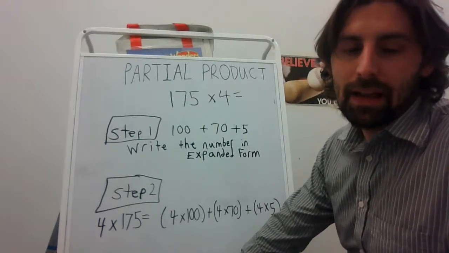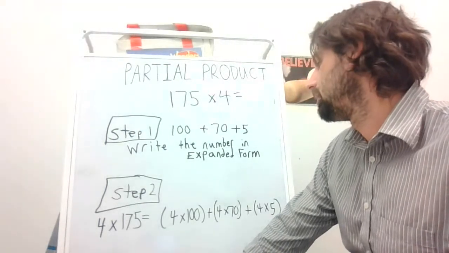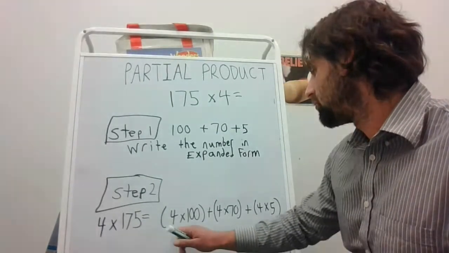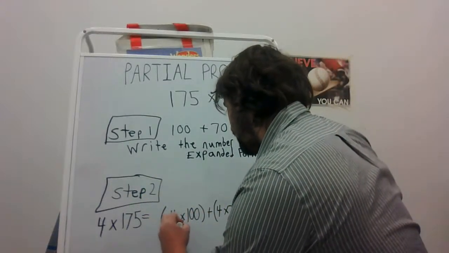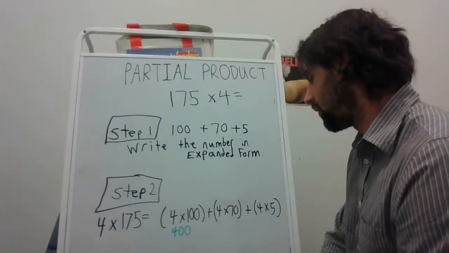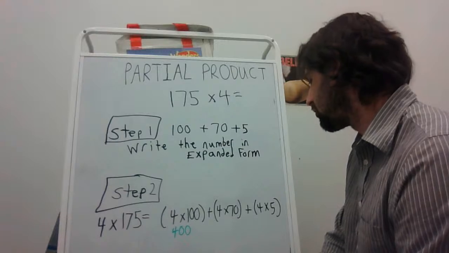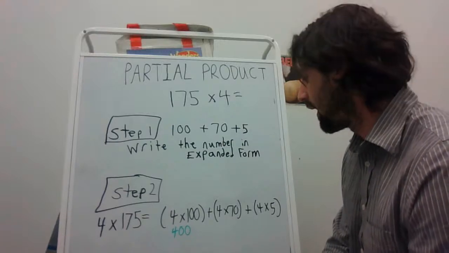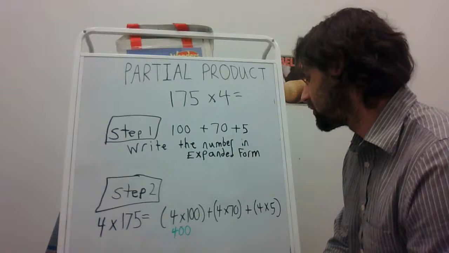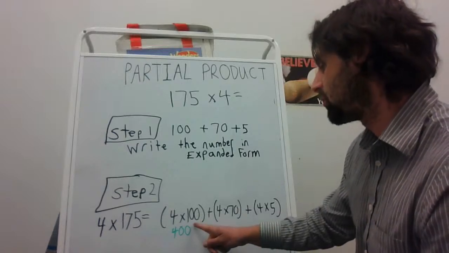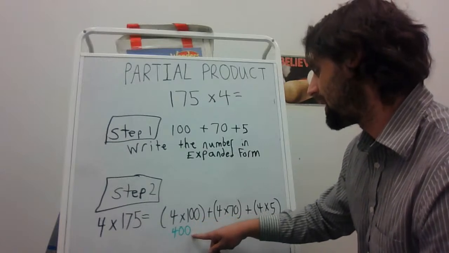All right, so now we got to figure out what is in the parentheses because we're multiplying each part. So 4 times 100, 4 times 1 equals 4. Add 2 zeros to our answer. 4 times 100 equals 400. 4 times 70. So what you're doing for each of these is you're going to do the single digit multiplication and then however many zeros there are in the parentheses, that's what you add to your answer. So for this one, I just multiplied 4 times 1, and since there are 2 zeros in the parentheses, I just added 2 zeros to my answer.